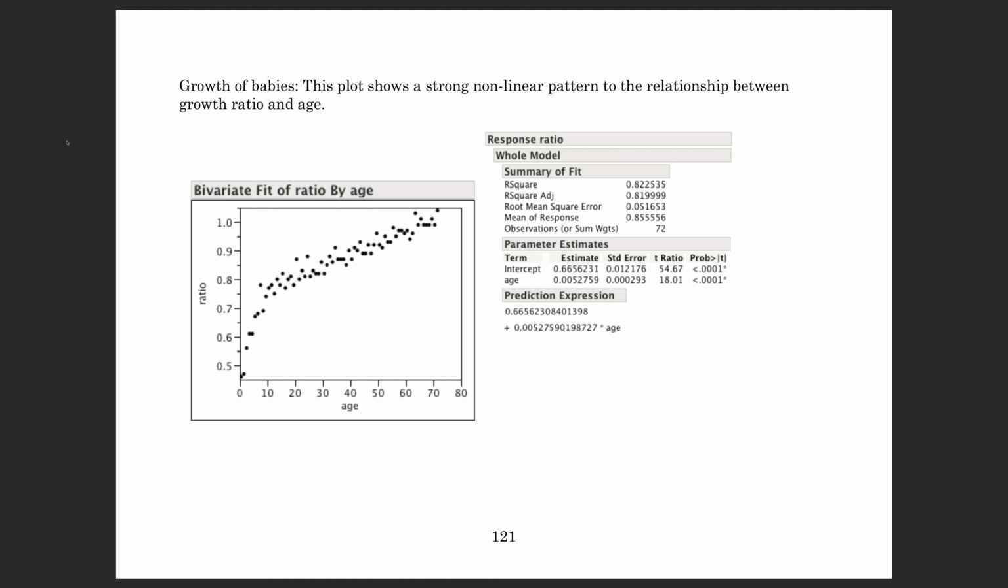Clearly, you can't draw a straight line that goes through or close to most of the points on this plot. So what might be going on? Well, it could be that there is a curved relationship between ratio and age, or you might even think, well, maybe this is made up of two lines. Maybe if I look at ages up to, say, 10 days, there's one linear fit, and if I look from 10 upwards, there's another linear fit.